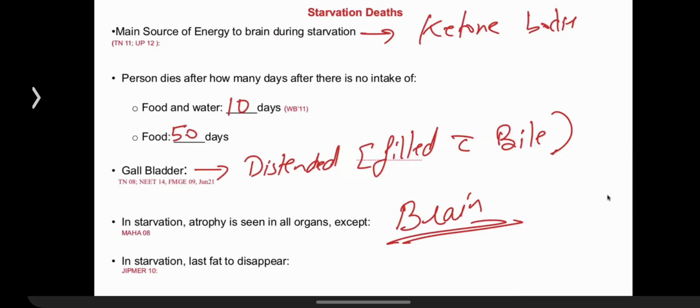ठीक है. In starvation, the last fat to disappear is, tell me. Buccal fat. Buccal fat. Okay.